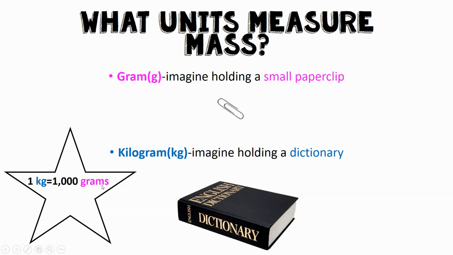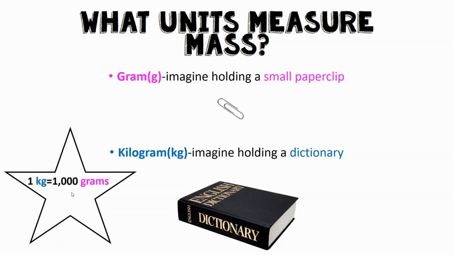Does that make you think about what we learned about last week? Remember how we talked about 1 liter was equal to 1,000 milliliters? Well, same thing now with grams. 1 kilogram is equal to 1,000 grams. So that's something to think about when you're estimating.